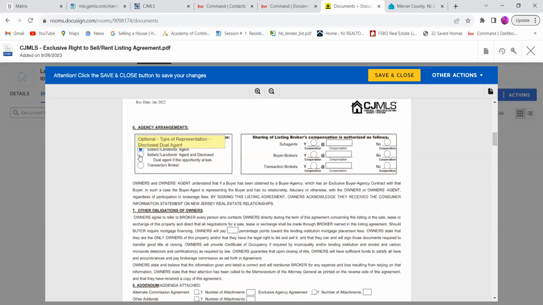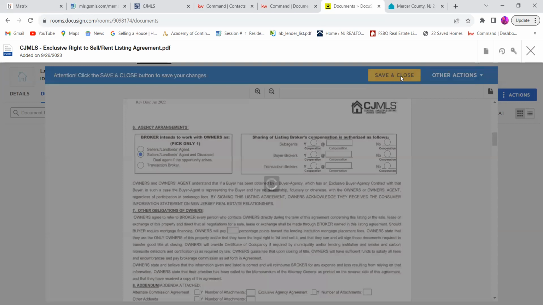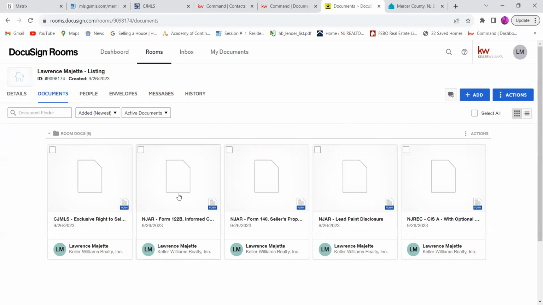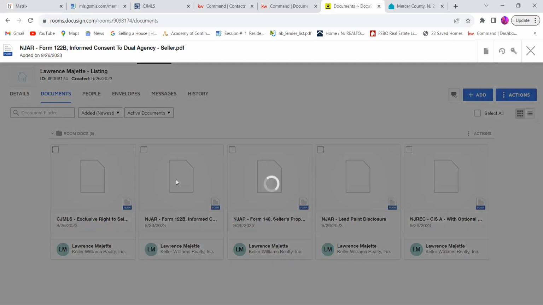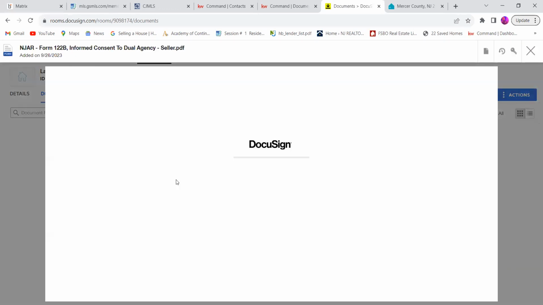But the thing about it is, do it first, then ask. Because if you don't do it, then you have to come back here and do all this all over again. So it's better to be done first and foremost. This way, when you're presenting the documents, you can say to them, because like I said, here, hold on, save and close. Because here, you also have your dual agency document, right? Which is right here, informed consent to dual agency. And this is what you're going to give them. And this is what they're either going to agree or disagree to.